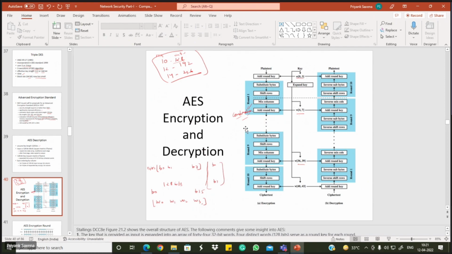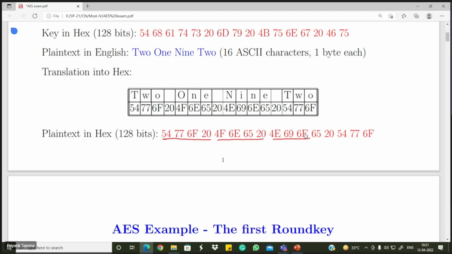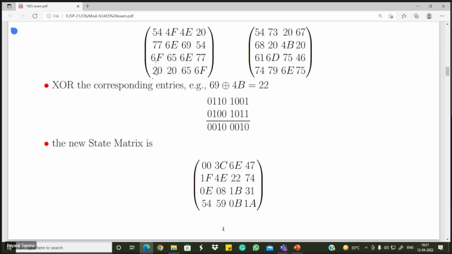So, state matrix and round key. We have written this 54, 77, 6F, 20. This is your plain text: 54, 77, 6F, 20, 4F, 6E. This is written in matrix form here: 54, 77, 6F, 20, 4F, 6E, 65, 20. So this is your plain text, coming from here. And what we are doing is adding the round key with this.